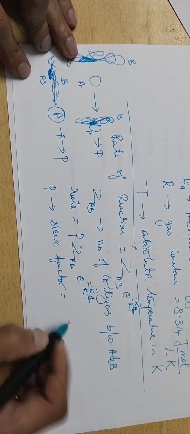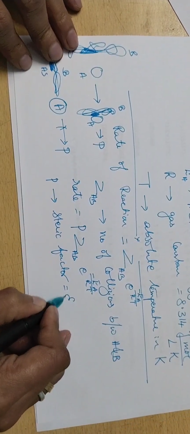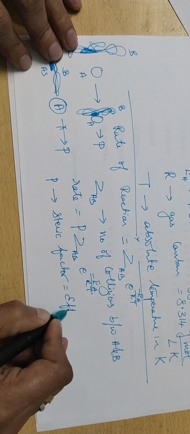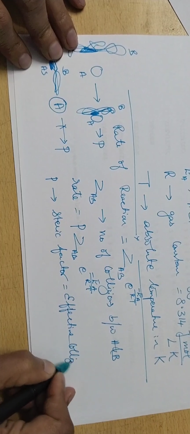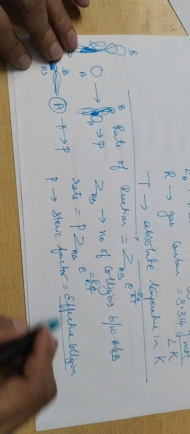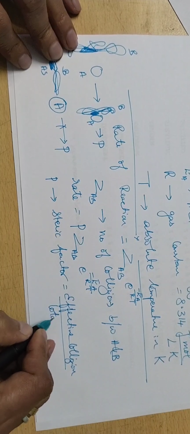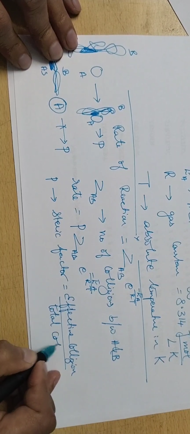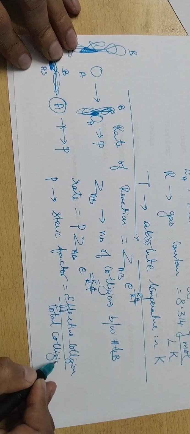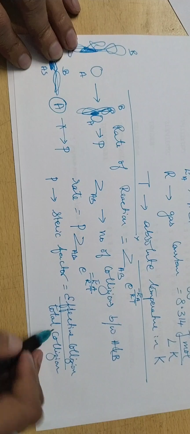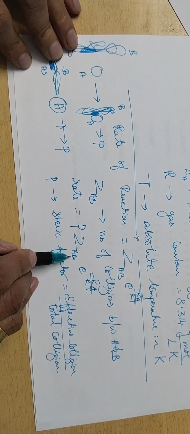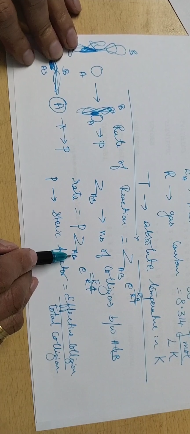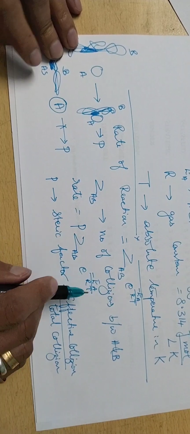So that is, how many effective collisions are there? Effective collisions divided by total collisions. From the total collisions, how many effective collisions are going to occur? That is the P, multiplied with the number of collisions between A and B, into e to the power of minus EA divided by RT.